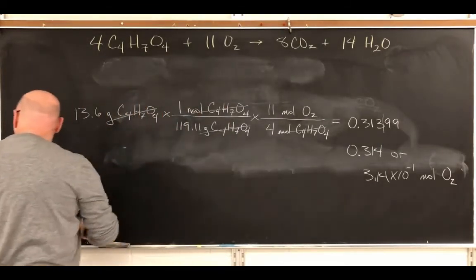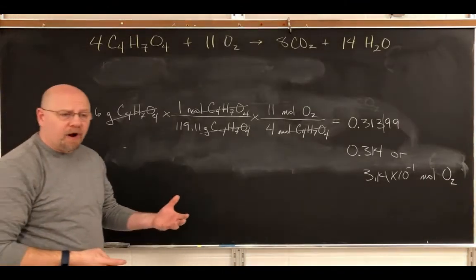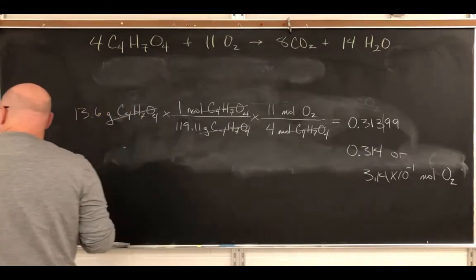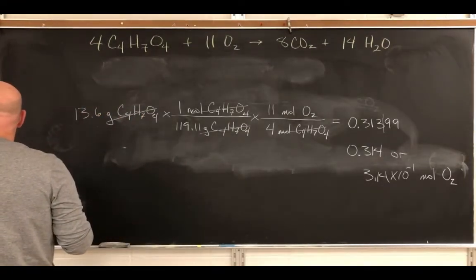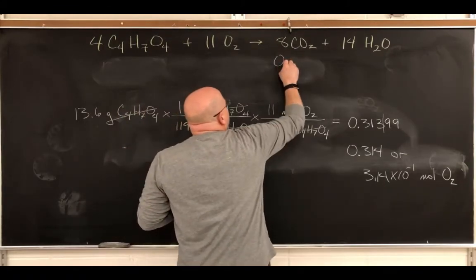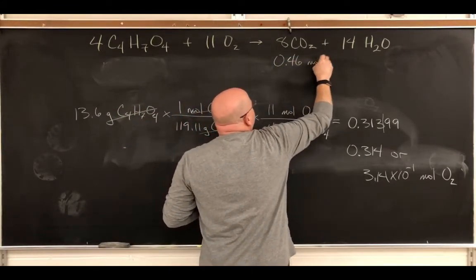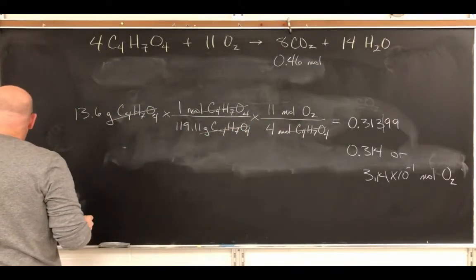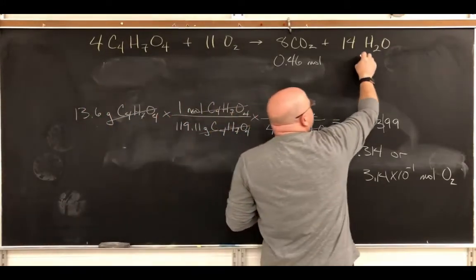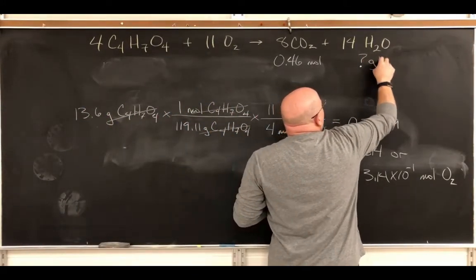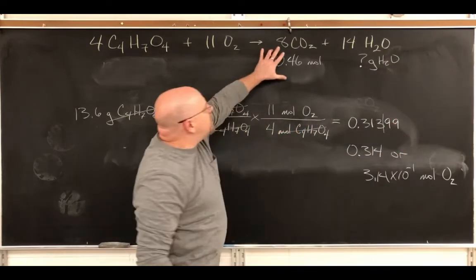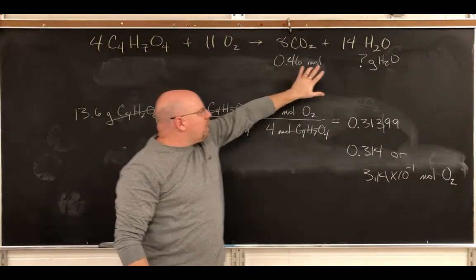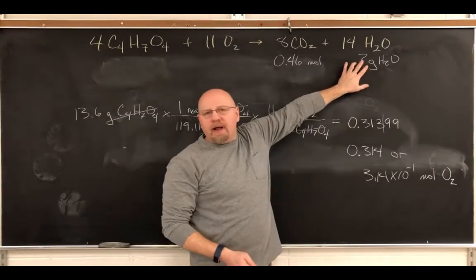So in the next problem, we're going to start with moles, and then we're going to go to the unit of grams. So kind of the reverse of this. So if I had 0.46 moles of CO2, and I wanted to know how many grams of water would be produced. So in this reaction, if we make 0.46 moles of carbon dioxide, we're also going to make water, and we can determine how much water we're going to make.